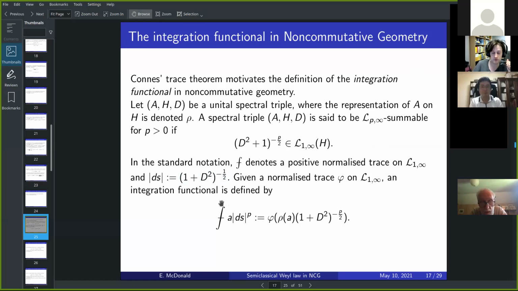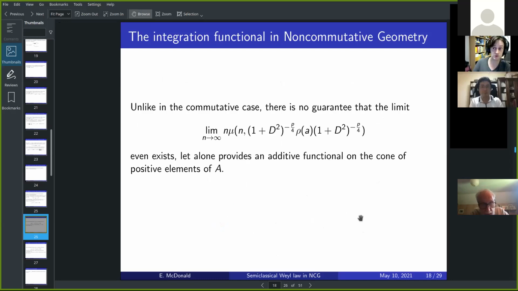You write the integral of a ds^p, which means literally you take a normalized, often positive, trace phi on L_{1,infinity}, and you evaluate it on rho(a) times (1 plus D squared) to the power minus p over 2. In the case when D squared is your Laplace-Beltrami operator and A is an algebra of smooth functions, then this does coincide, at least up to a constant, with the integral with respect to the Riemannian volume measure by Connes' integral formula. And this is a good definition of the integral.